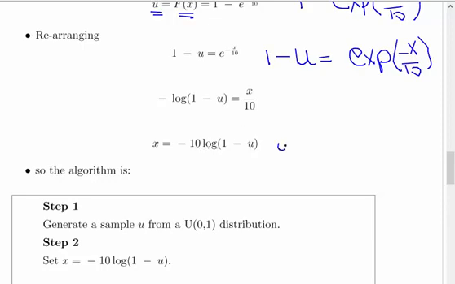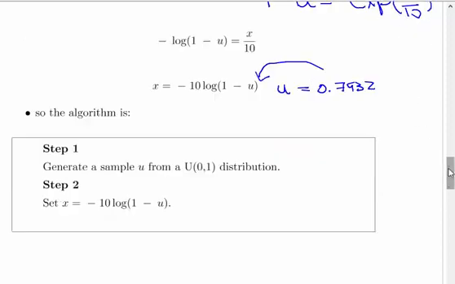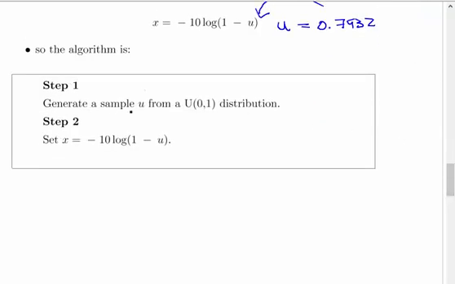So if you generate a number like u, let's say 0.7932, you just substitute it in there: 1 minus 0.7932, log of that multiplied by minus 10. And that will give you your realization from the exponential distribution. So generate a sample u from the uniform distribution 0 to 1, and then perform this calculation here. We've just derived it. So that's the algorithm. Step 1, step 2.